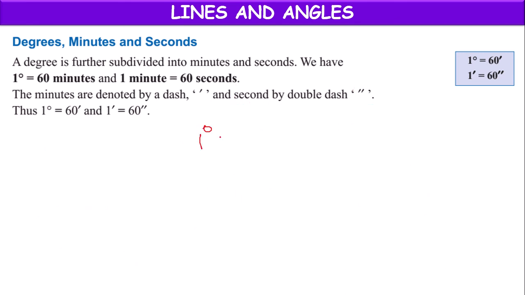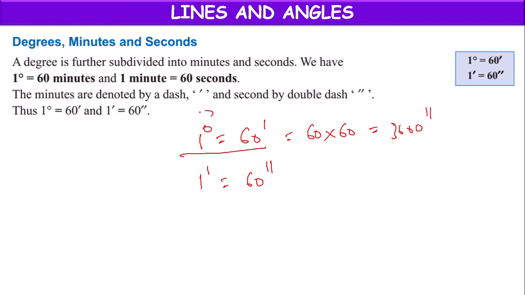So 1 degree equals 60 minutes and 1 minute equals 60 seconds. So 1 degree equals 60 minutes, meaning 60 into 60 seconds, which is 3600 seconds. So 1 degree indirectly equals 3600 seconds.